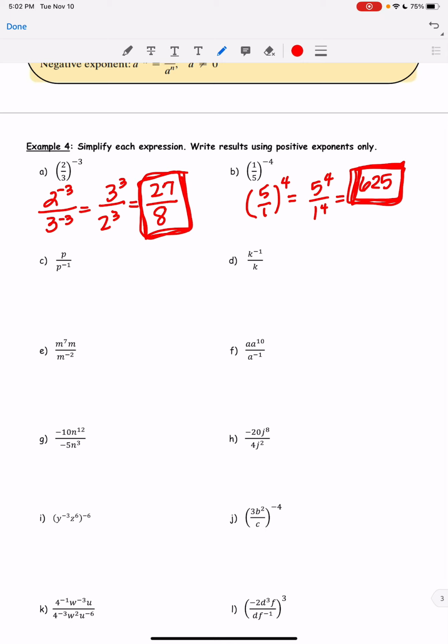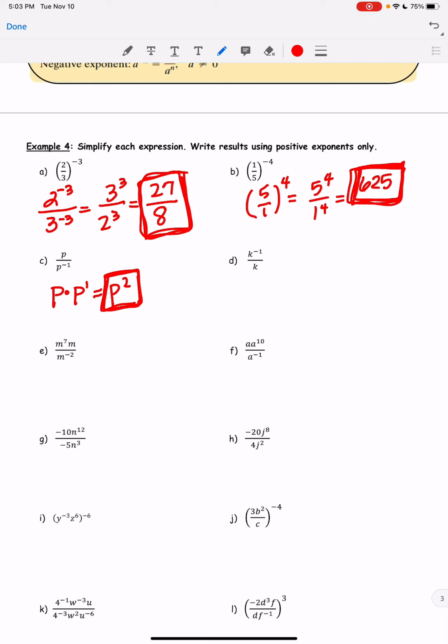On C, what I like to do first is to change all of those exponents positive. So this negative 1 needs to go up, but remember this P right here already has a positive exponent, so we're not moving it. You're not moving everything, just what's negative. So that's going to be P times P to the 1st when I take this and move it up. And now use your product rule. Your product rule says when you have the same bases, add the exponents. So 1 plus 1 gives me P squared.